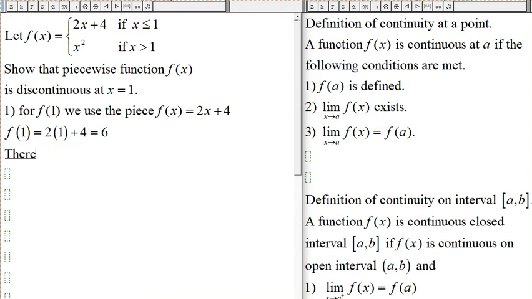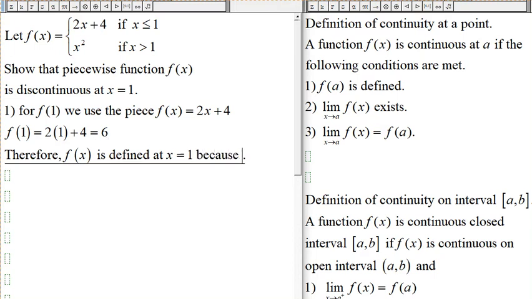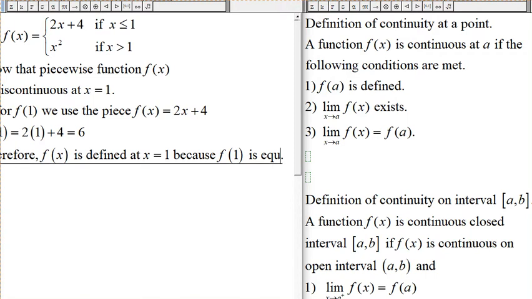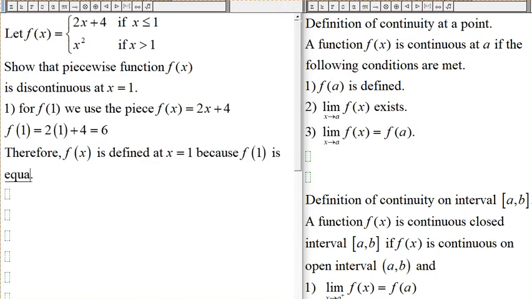And therefore, the function f of x is defined at x equal to 1, because f of 1 is equal to a real number. So condition 1 is met.